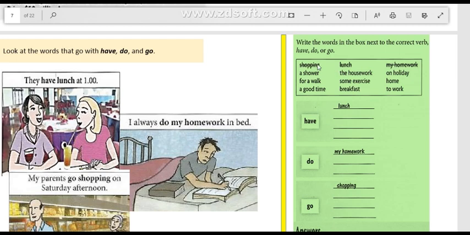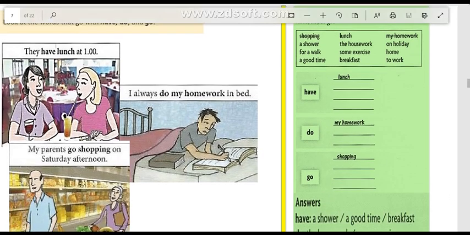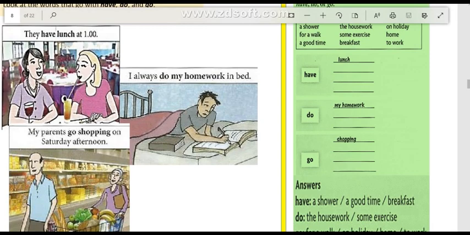Now we have this box and we have some expressions. We should put each expression with the verb that it goes with: have, do, or go. First we have have: have lunch, have a shower, have a good time, and have breakfast. Now we have do: do my homework, do some exercises, and do housework. Now we have go: go shopping, go for a walk, go on holiday, go to work, go home.